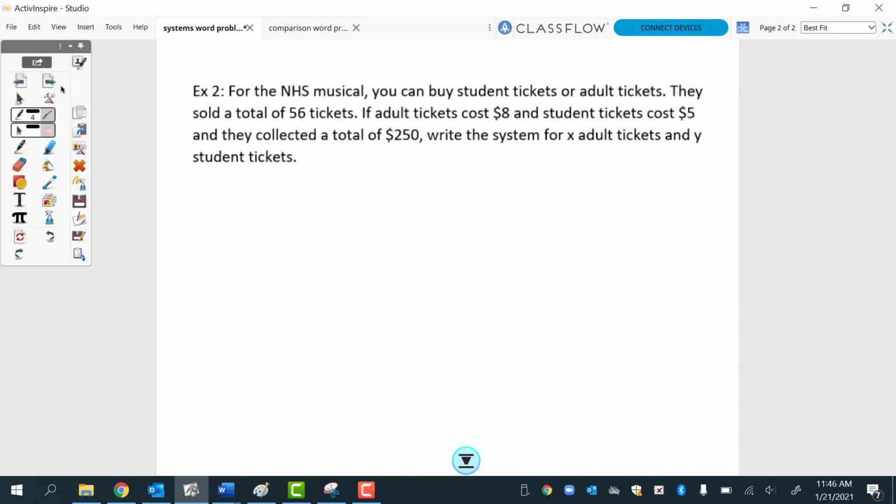Let's look at another one. It says, for the NHS musical, you can buy student tickets or adult tickets. They sold a total of 56 tickets. If adult tickets cost $8 and student tickets cost $5, and they collected a total of $250, write the system for X adult tickets and Y student tickets. So this time they're telling us what letters to use. X is going to be my adults, and Y is going to be students.